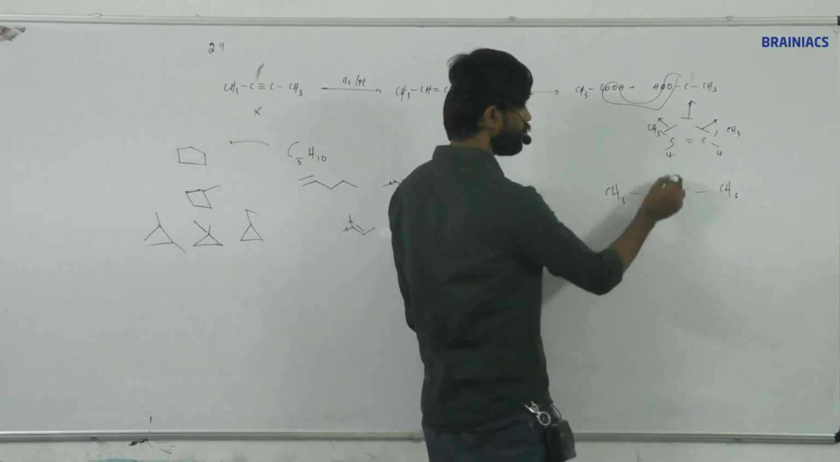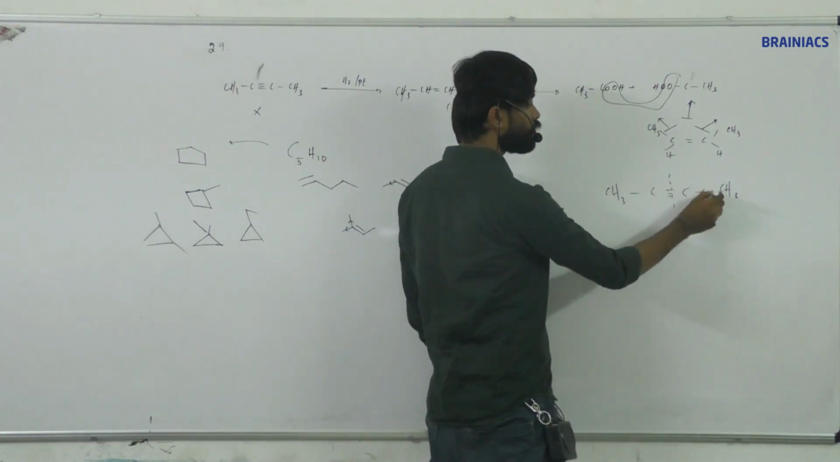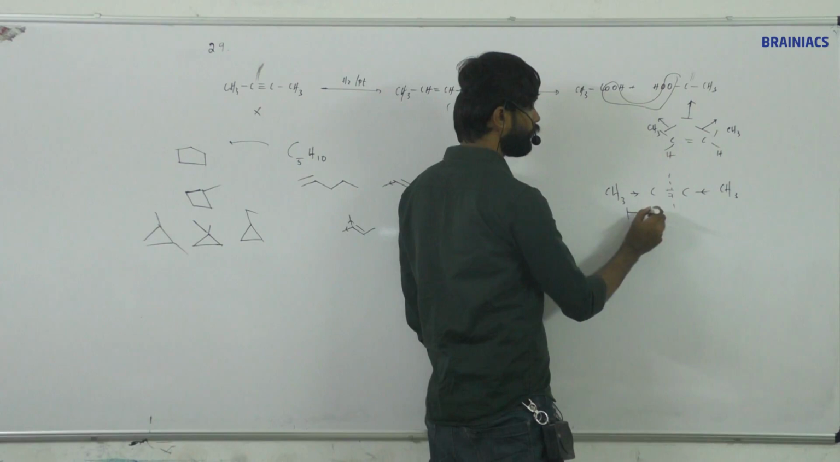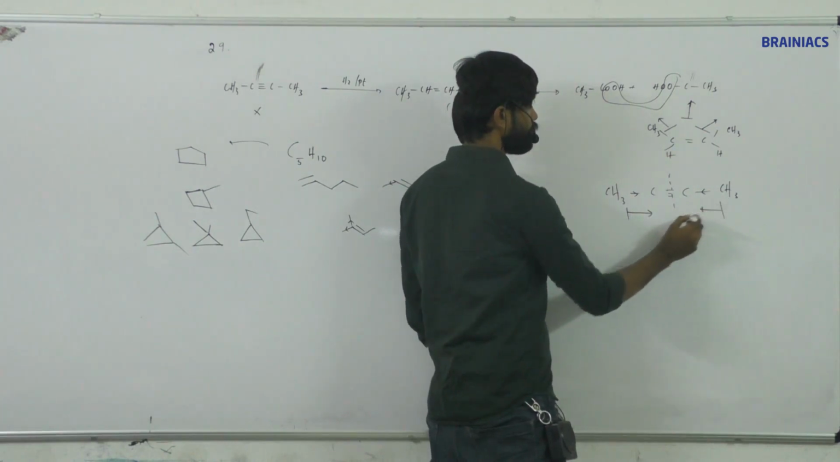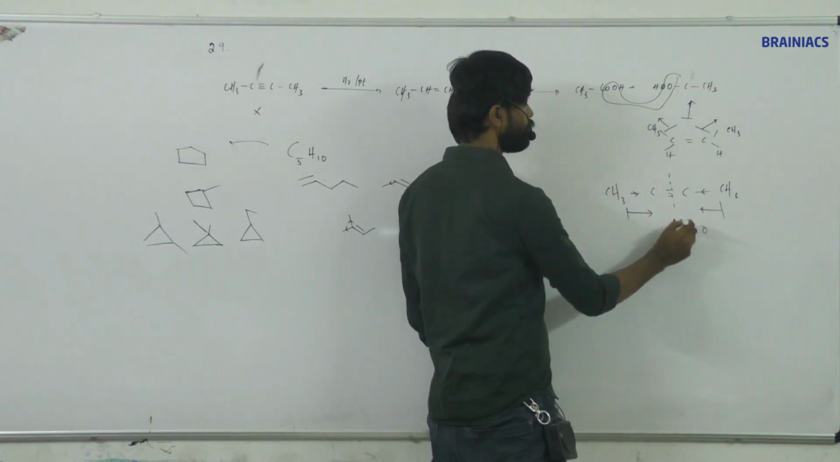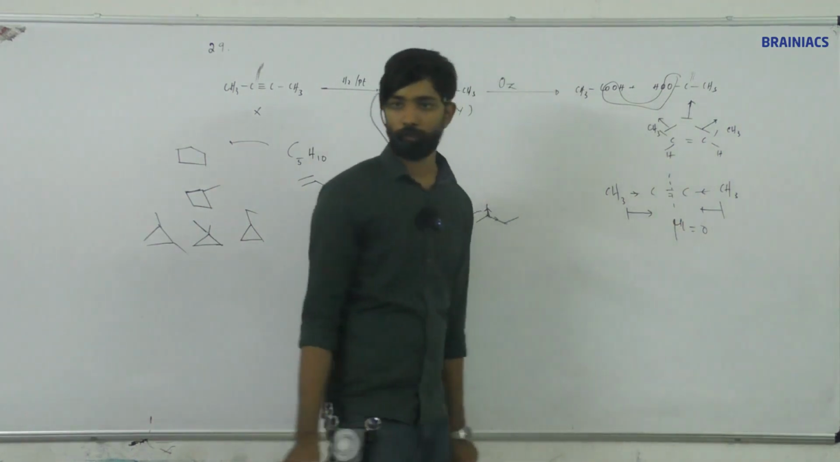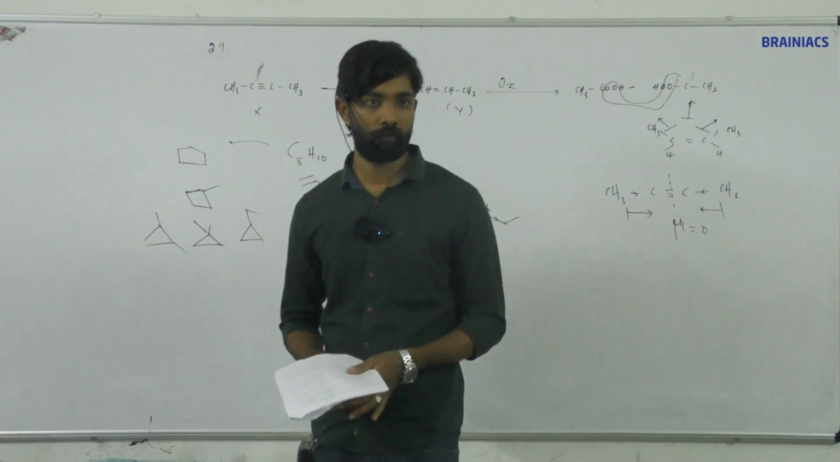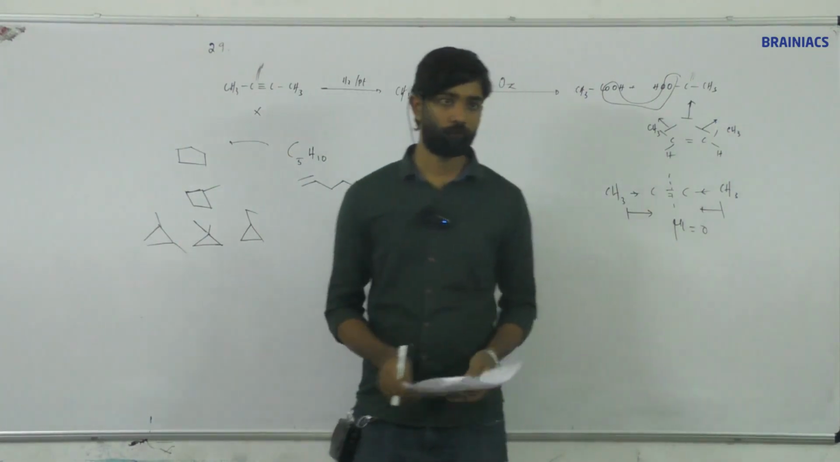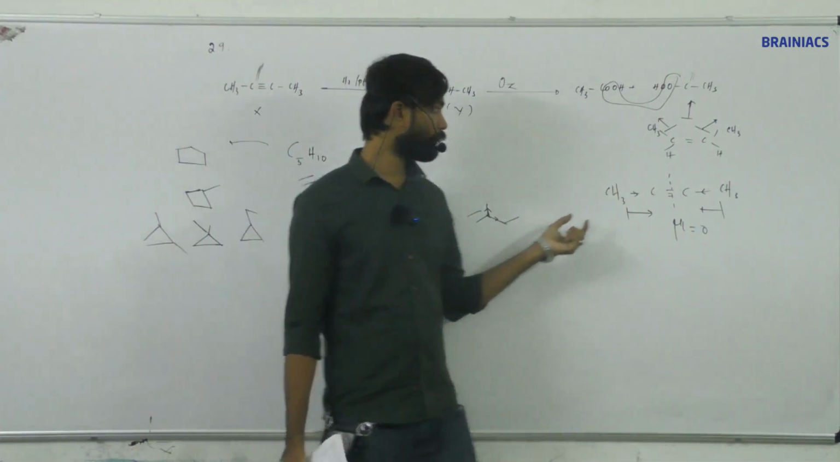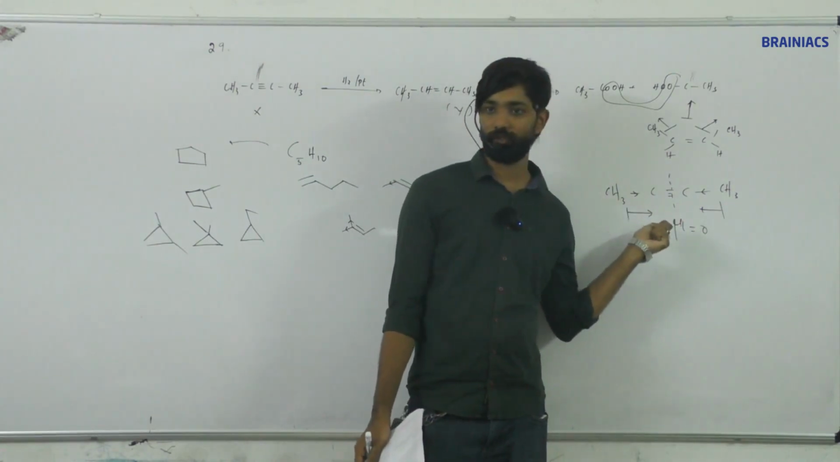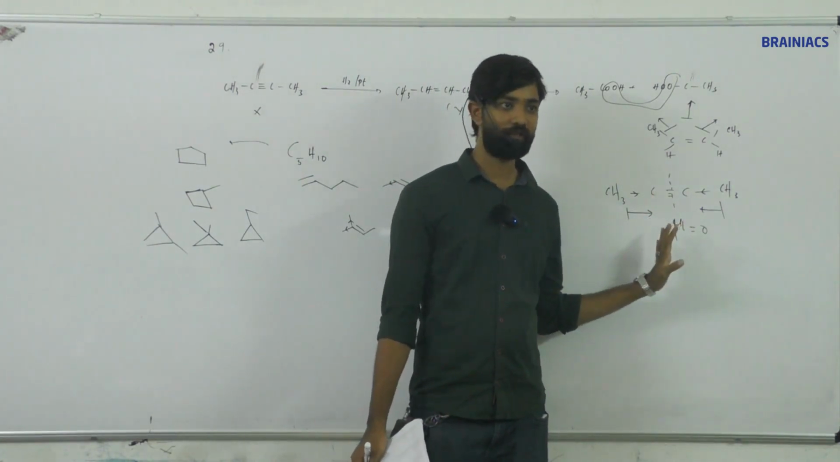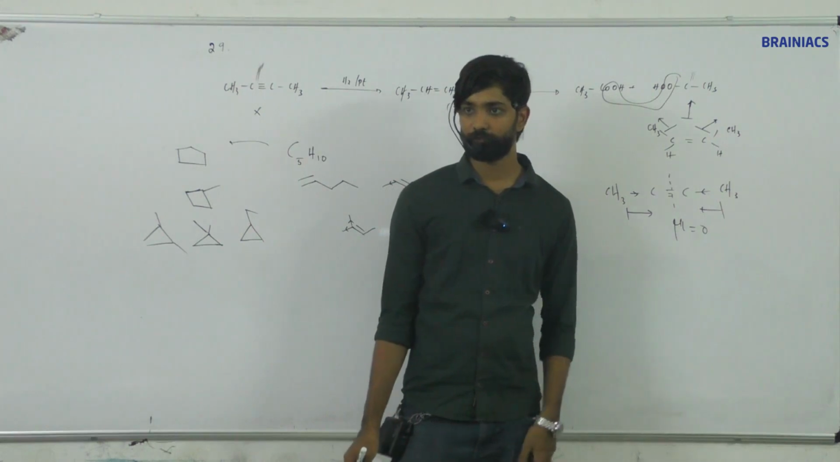This is a linear structure, right? Symmetric. So if the dipole directions are drawn like this, the dipole moment will be 0. Mu means dipole moment. Usually in the case of a symmetric alkyne, the net dipole moment will be 0. Dipole moment is the degree of electron donation, and will be discussed in detail in your chemical bonding.